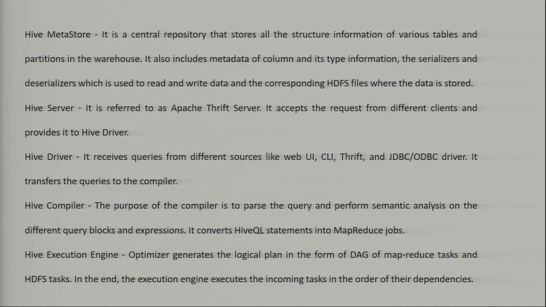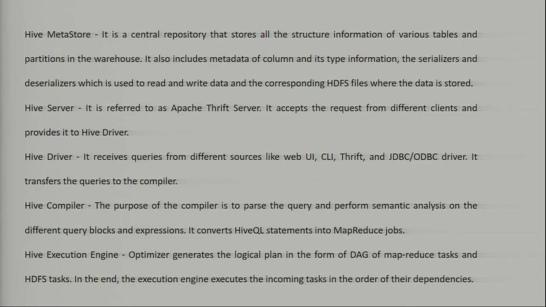All these are related to the NoSQL kind of concepts. Now the next point is Hive server. When I say Hive server, what exactly does it consist of? It is referred to as the Apache Thrift server. It accepts requests from different clients and provides them to the Hive driver. Hive server has a particular protocol through which it understands the Apache Thrift server, so that proper communication can be established. That is why we have a Hive server.